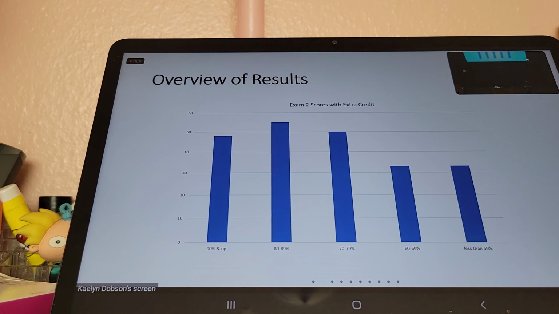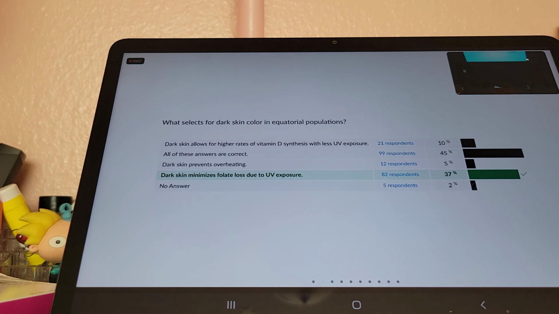There were a few questions that we looked at because there were some problems. This is one of those questions. What selects for dark skin color in equatorial populations, populations exposed to high UV radiation? Answer number 1: dark skin allows for higher rates of vitamin D synthesis with less UV exposure. Is that correct? No, it's not correct. It is incorrect. It's light skin that allows for higher rates of vitamin D synthesis.